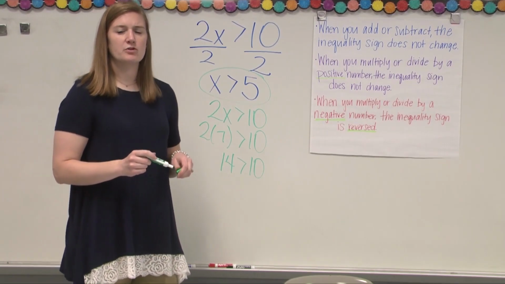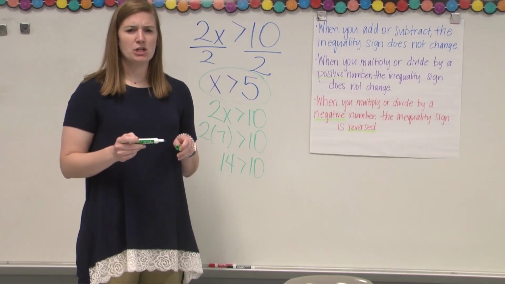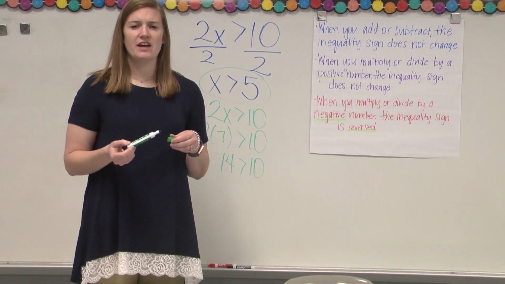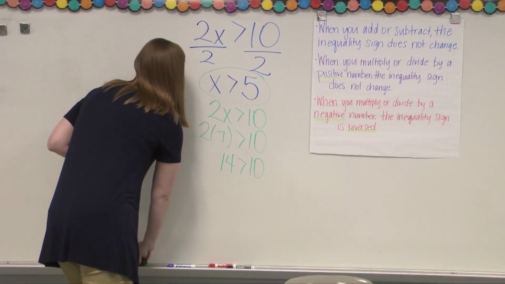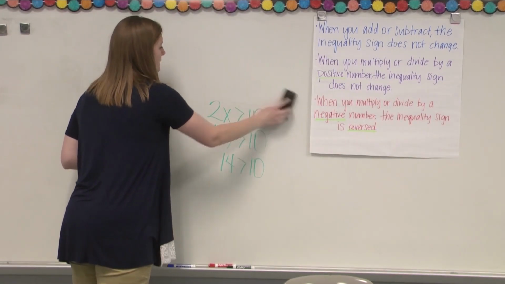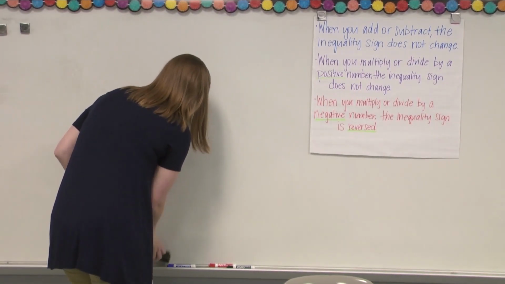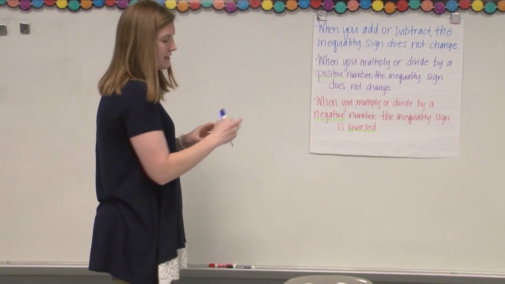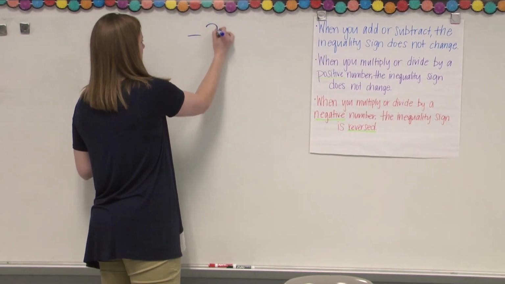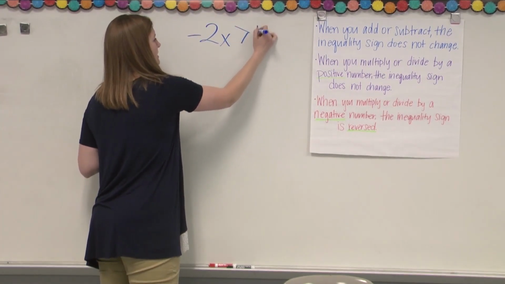So remember what we discovered about multiplying and dividing by a negative number? How do you think that affects solving an inequality? Well, let's see by doing another example. Okay? So this time we have the example negative 2x is greater than 10.